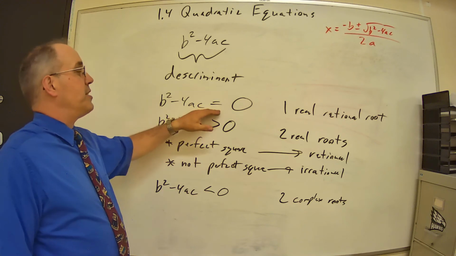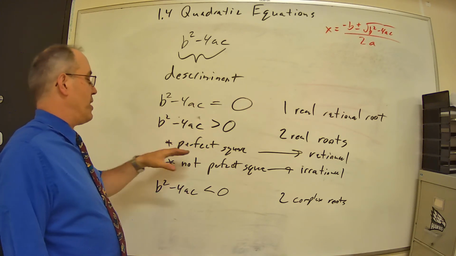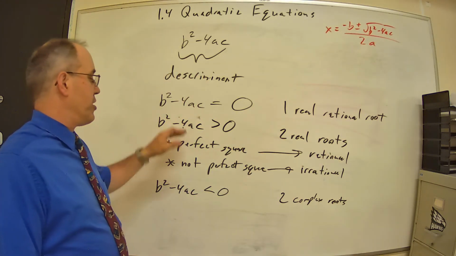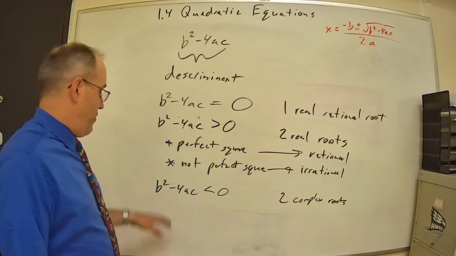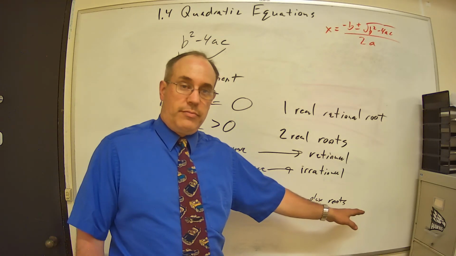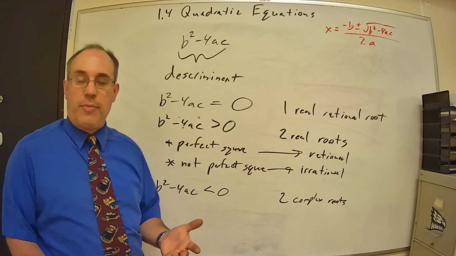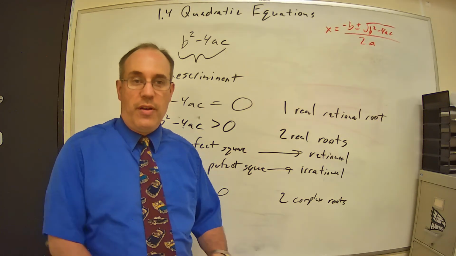So if the discriminant's equal to 0, you have one real rational root. If it's greater than 0 and it's a perfect square, you have two real rational roots. If it's greater than 0 and it's not a perfect square, you have two real irrational roots. And if it's less than 0, you're going to have two complex roots. So there we go. That's how we can use the discriminant to determine how many and of what type roots we're going to have.